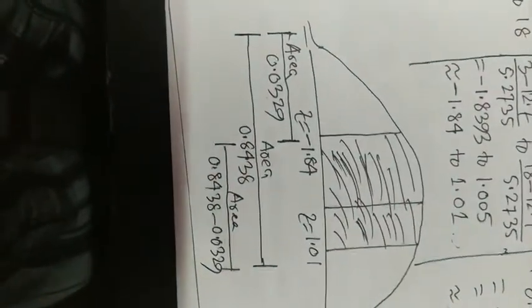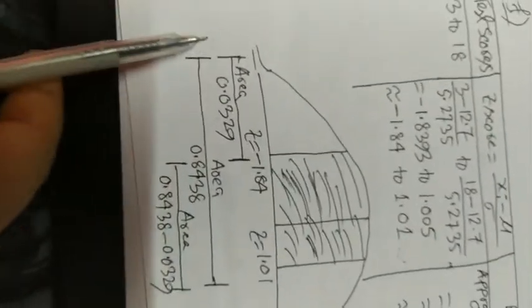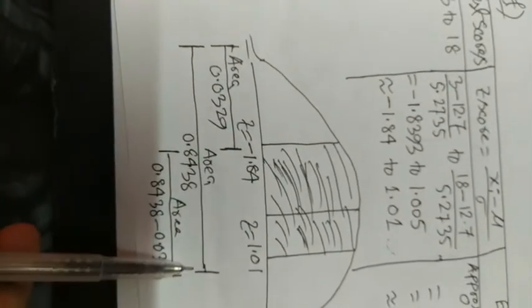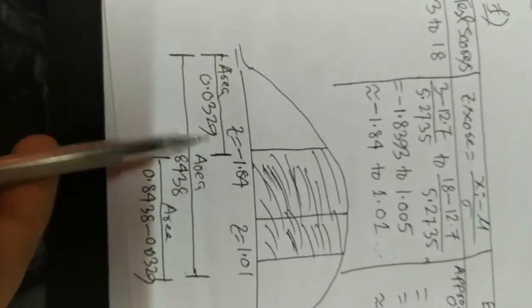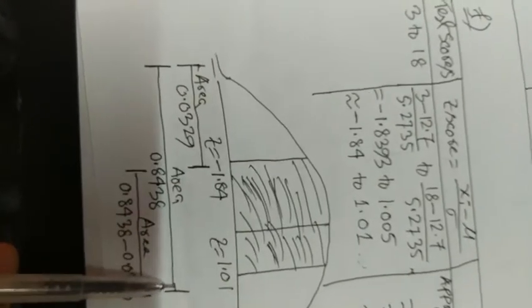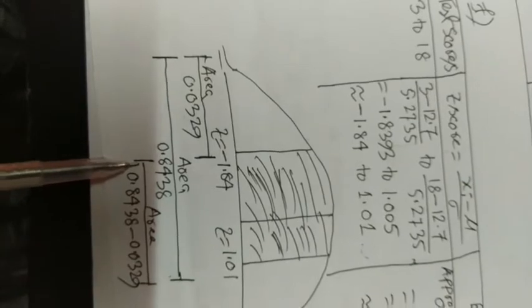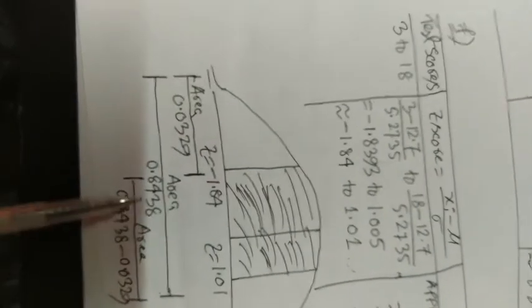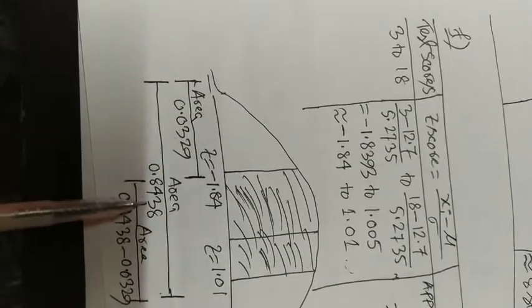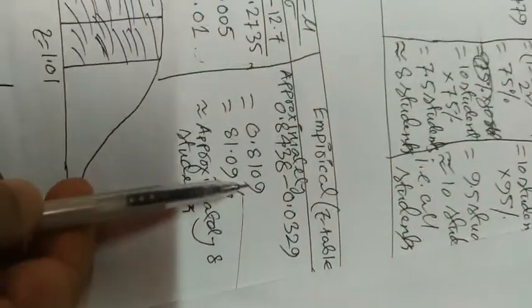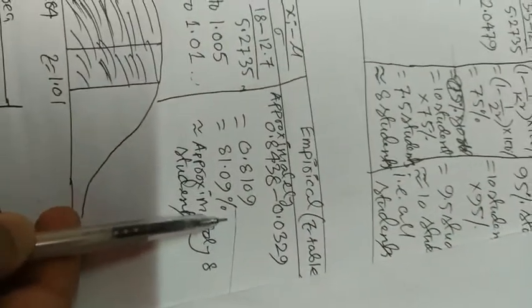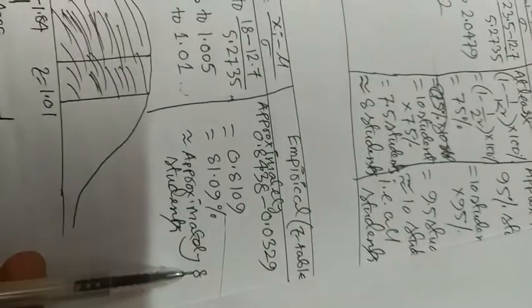Like before, this 0.8438 is the area from this one to this one, but we don't need the whole area. We need the area from this one to this one only. So we will deduct this one from this one. To get the value, it is 0.8101. That means 81.01%, that means approximately 8 students.